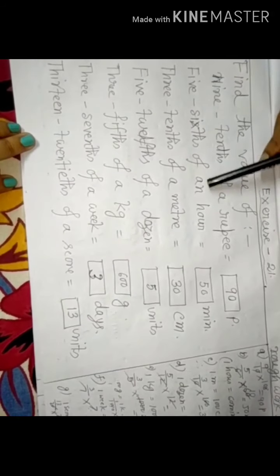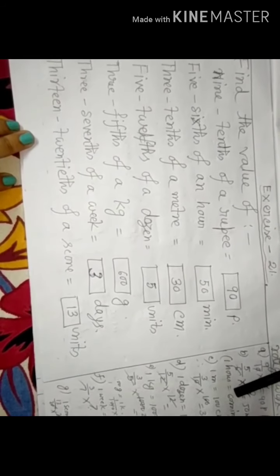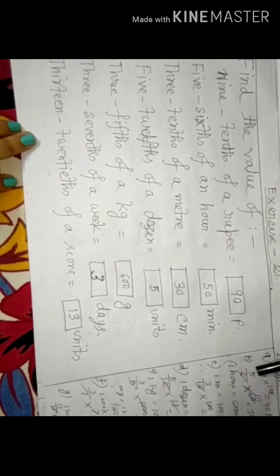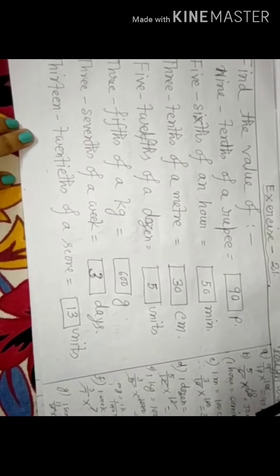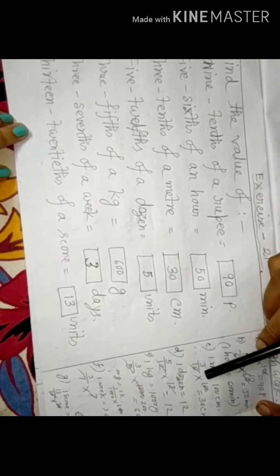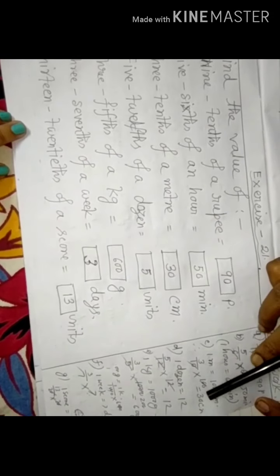So 90. 5/6 of an hour. 1 hour equal to 60 minutes. So 5/6 into 60. 6 tens are 60, so 50 minutes. Okay. 3/10 of a meter. 1 meter equal to 100 centimeters. So 3/10 into 100 is 30 centimeters.